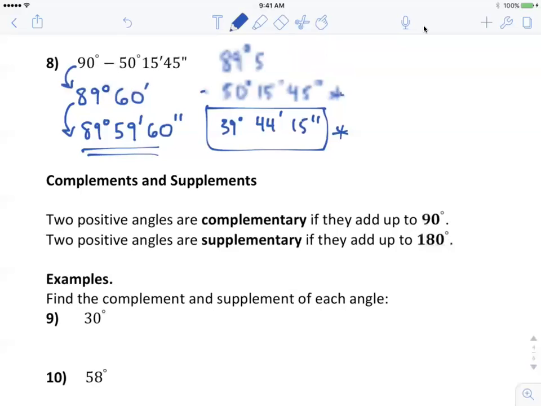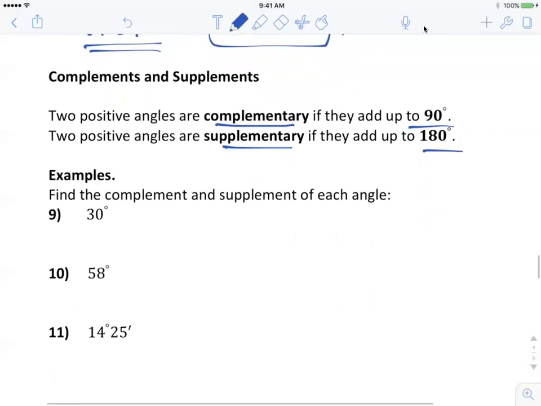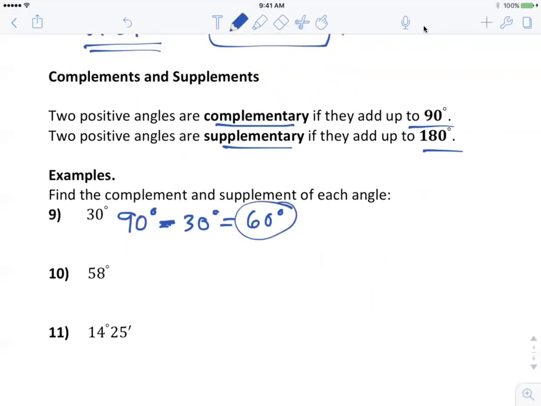The next thing we're going to look at are complements and supplements, which are pretty simple. Complements just mean they add up to 90. Supplements, they add up to 180. All right, so oftentimes you'll just use subtraction here. So if you want to find the complement of 30 degrees, for example, 90 minus 30 is 60 degrees. There's your complement, right? Supplement, just subtract from 180, 150. So 60 is the complement, 150 is the supplement, right?